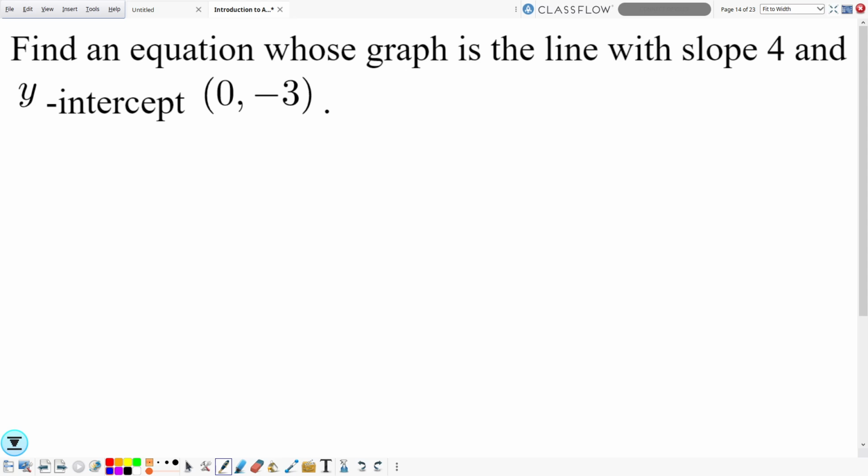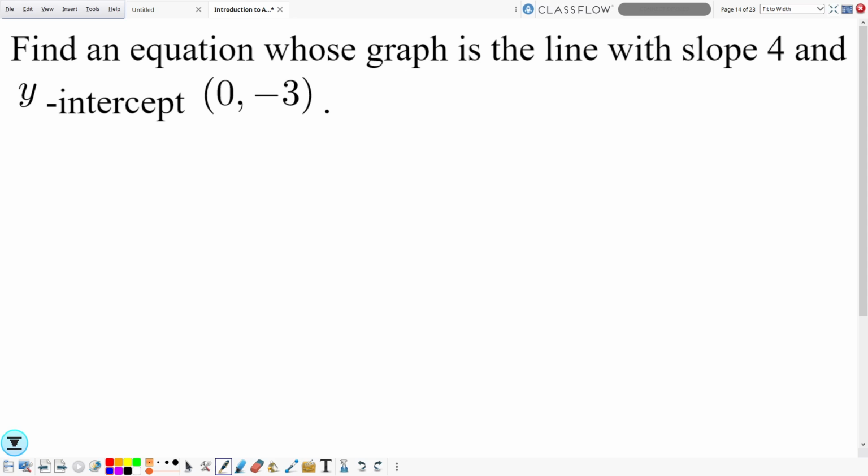Let's take a look at this problem. We've got to make an equation whose graph is the line with slope 4 and y-intercept of (0, negative 3). Well, this is just great. Half the work is done for us because we just learned about something called point-slope form.